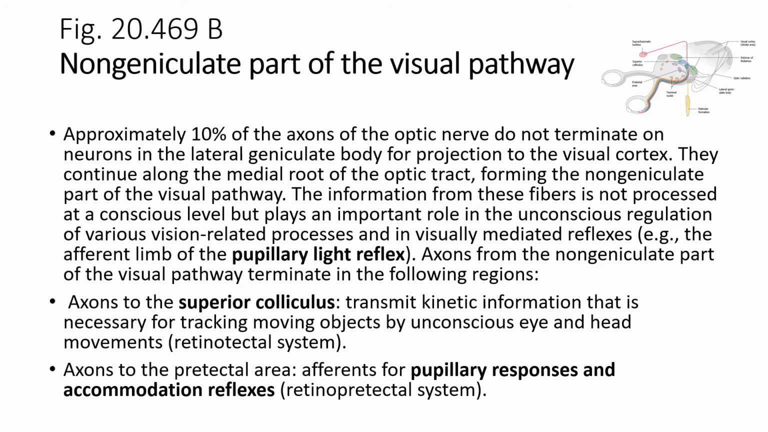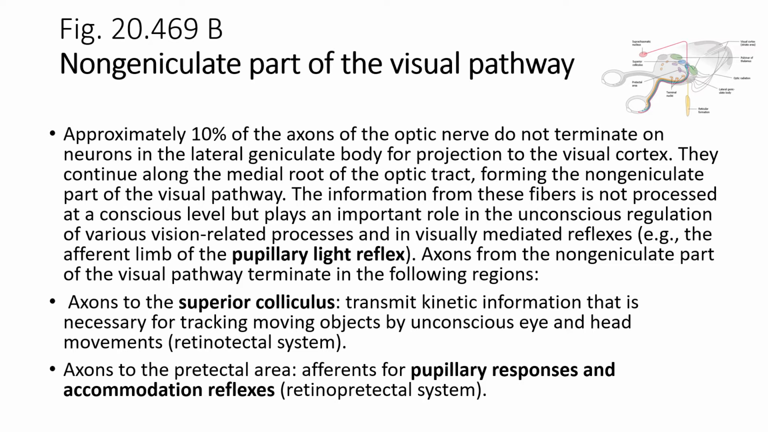So the non-geniculate part of the visual pathway, so the part that does not go to the lateral geniculate nucleus of the thalamus, is approximately 10% of the axons of the optic nerve that do not terminate on the neurons in this lateral geniculate body for projection to the visual cortex. They continue along the medial route of the optic tract, forming the non-geniculate part of the visual pathway.